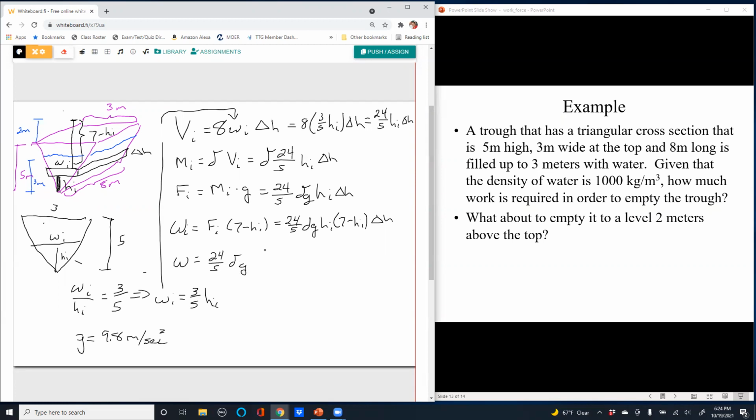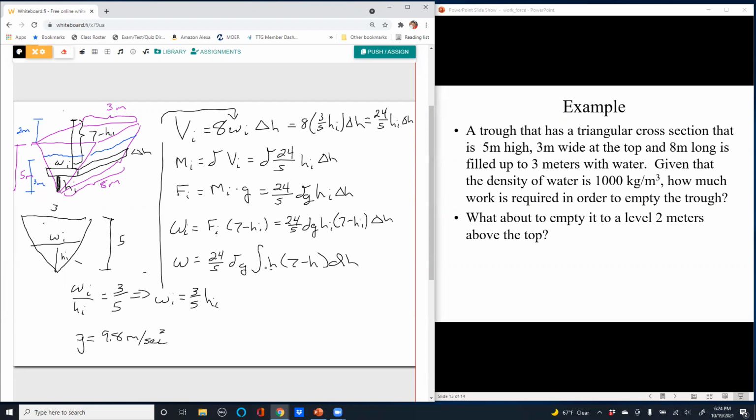Delta G. Those are just numbers that I'll multiply my integral by at the end. H, 7 minus H, dH. We are good on everything. We just need our limits. And so when you go to do your limits, here's what you want to remind yourself.